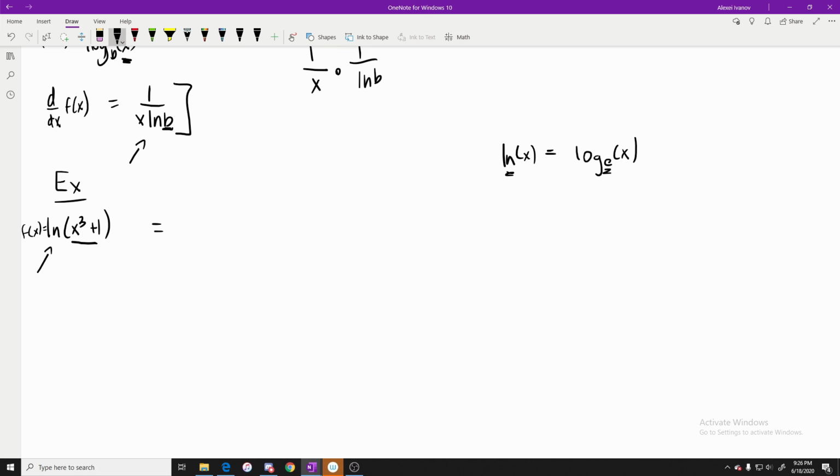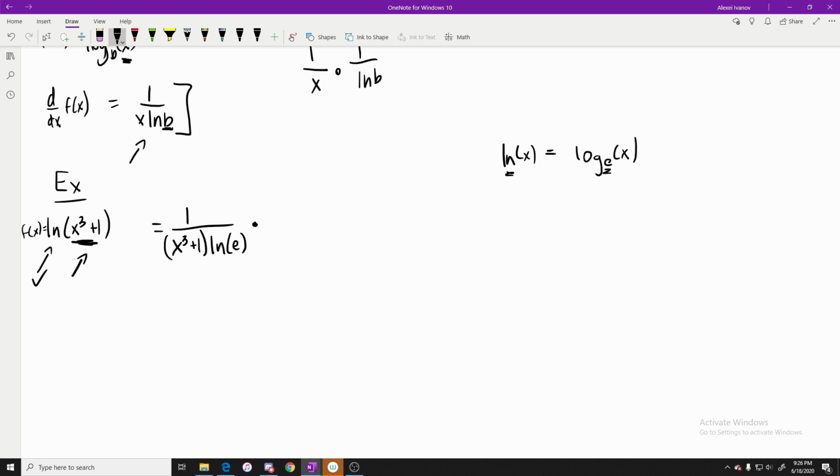So let's follow this formula. Let's take 1 over x. In this case, x is the input to the ln function, which is x cubed plus 1. And we're going to multiply by the ln of the base, which is just e. But again, because this is a composition of two functions, we need to use chain rule. Now, since we found the derivative of the outer function, we need to find the derivative of the inner function, which is x cubed plus 1.